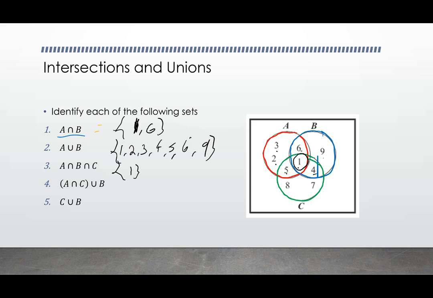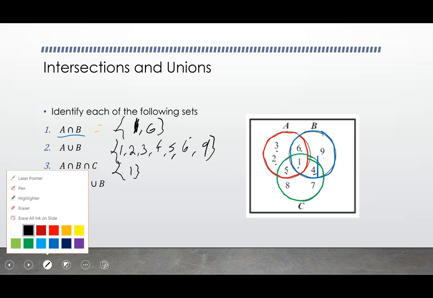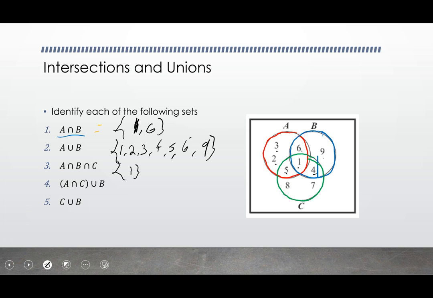Now let's look at the parentheses. The parentheses can make things a little bit tricky, but not too tricky. All right, so we just have to do the parentheses first. So A intersect C. So let's look at A intersect C first. So that's the region where A and C overlap. So A is in red, green is in C, or C is green.